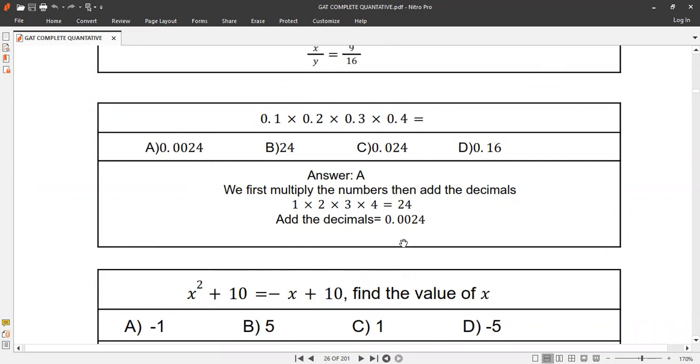Now I want to solve this equation. X power 2 plus 10. I can erase 10 from here and 10 from here. So x power 2. I bring the x to this side plus x equals 0 because 10 went with 10. Common factor.